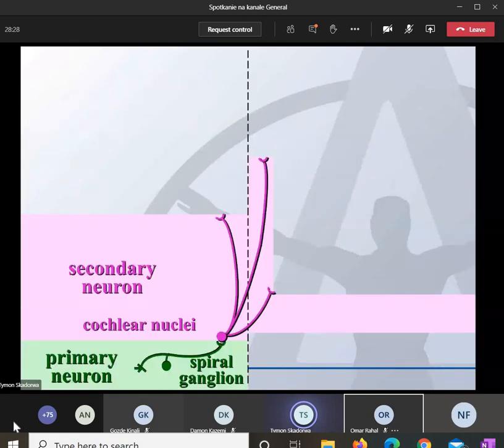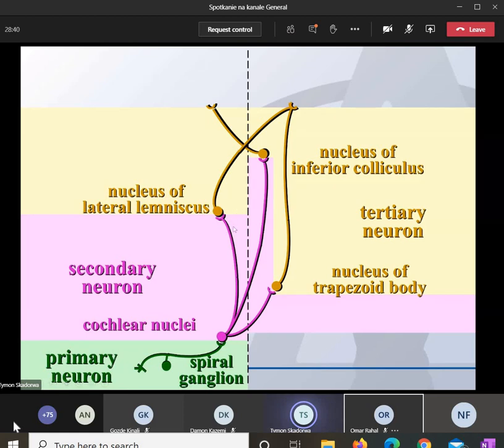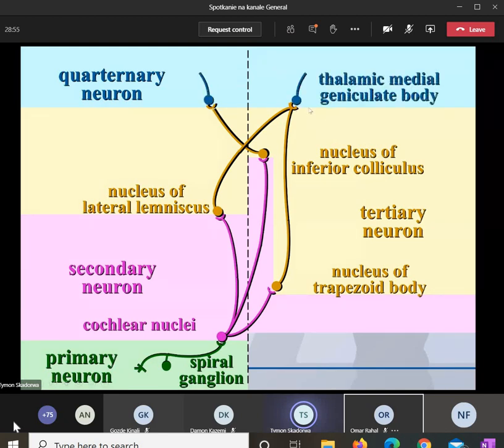Now let's have a look in here. We have the bodies of the tertiary neuron, for example, in the nucleus of trapezoid body, the nucleus of inferior colliculus, or the nucleus of lateral lemniscus. As you may see, some of them change the side again, or reverse, and all meet the quaternary neuron. So we have the third synaptic junction with the medial geniculate body in the thalamus, and then with acoustic radiation the information reaches the cortex.